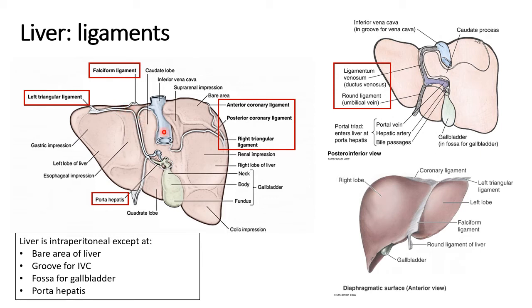We also have triangular ligaments. There is one on the right side, so this is the right triangular ligament, and there is one on the left side. This is the left triangular ligament.